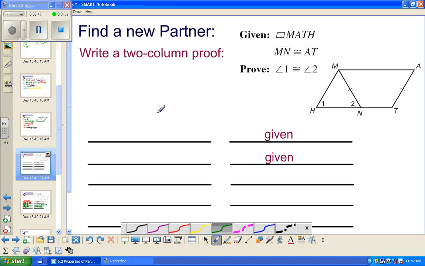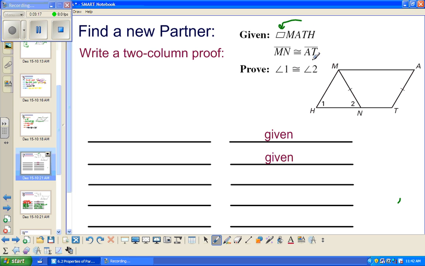Last thing I want you to do is get a new partner, take a look at the proof given, and write a 2-column proof for what's shown. One thing you need to know is we actually have this little symbol right here. That is the symbol for parallelogram. So when you have that drawn, that means parallelogram MATH, which means, remember, the definition of parallelogram means opposite sides are parallel. That's basically what you're told.